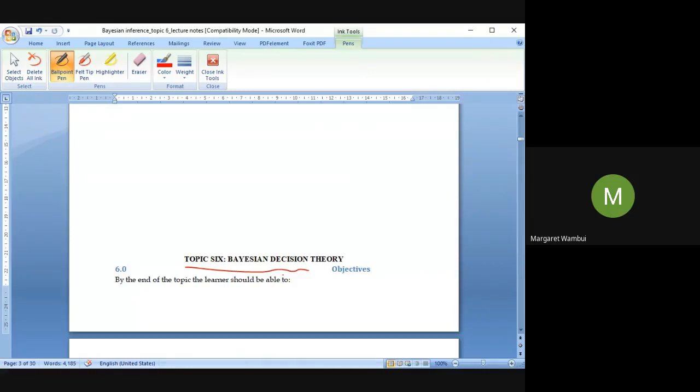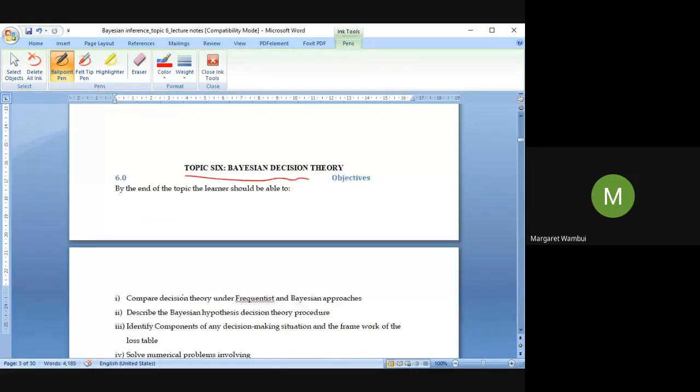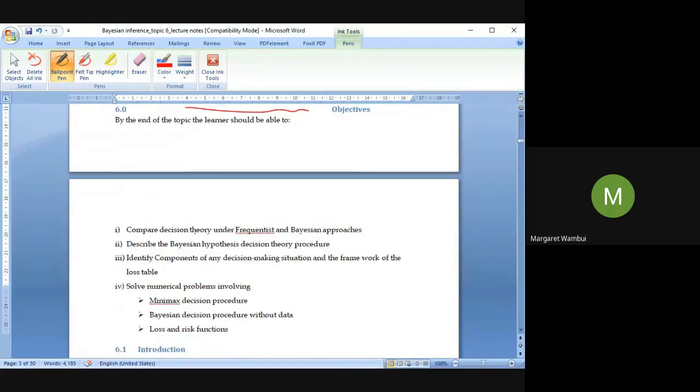So I'm saying that the topic we're going to handle today after that recap is Bayesian decision theory. The objectives are that by the end of this topic, you as the learner should be able to compare decision theory under the frequentist and Bayesian approaches. If I tell you to give out the differences, you'll be able to. But remember, like we did with the credible interval under the Bayesian approach and the confidence interval under the frequentist approach, it's a matter of knowing how to make your description, your interpretation of any scenario that comes along your way.